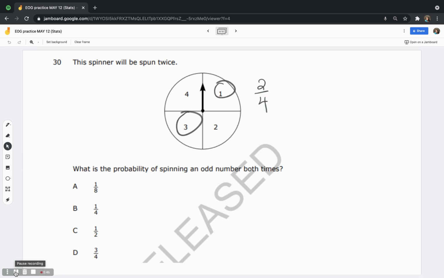So now I'm going to take that fraction and I'm going to multiply it twice because I'm spinning the spinner 2 times. So 2/4 times 2/4 is going to give us 4/16, and that is going to be equivalent to 1/4.